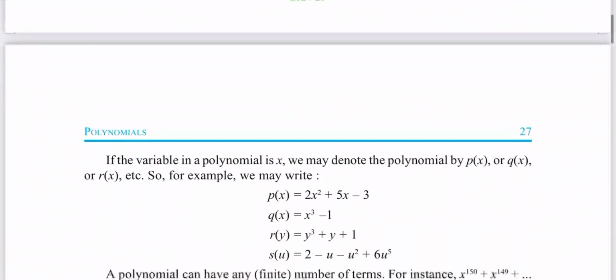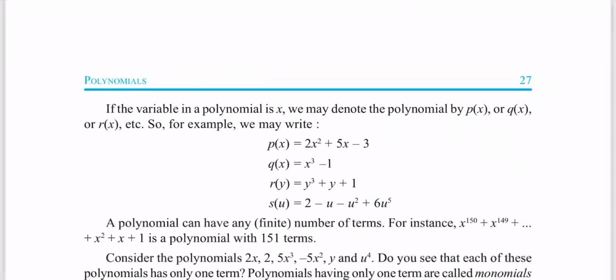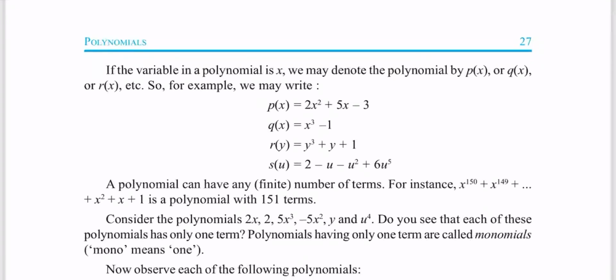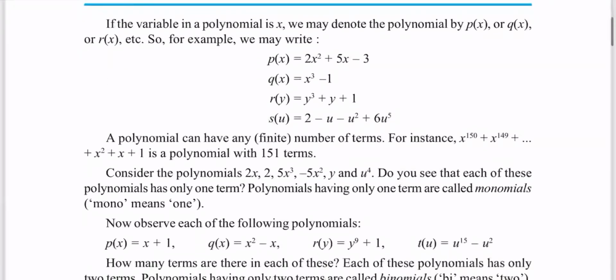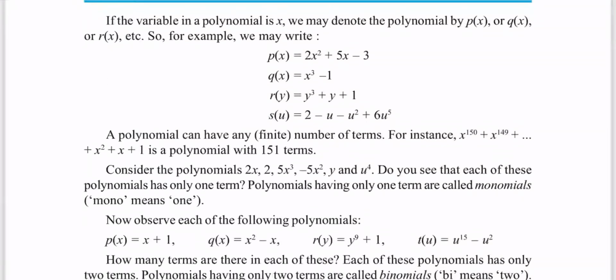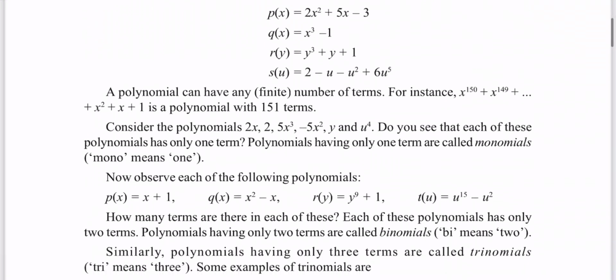If the variable in a polynomial is x, we may denote the polynomial by p of x or q of x or r of x, etc. So for example, we may write p of x equal to 2x square plus 5x minus 3, q of x equal to x cube minus 1, r of y equal to y cube plus y plus 1, s of u equal to 2 minus u square plus 6u raised to 5. A polynomial can have any finite number of terms. For instance, x raised to 150 plus x raised to 149 plus etc. plus x square plus x plus 1 is a polynomial with 151 terms.